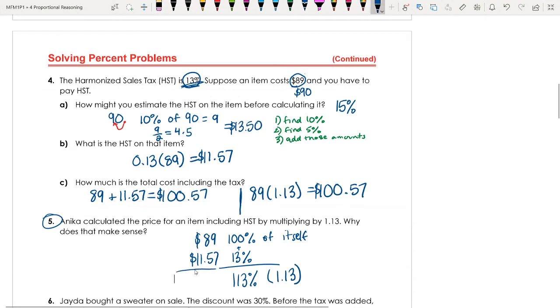Okay, so one way to think of it is 89, then this was our tax here, 11.57, which was 13%. And then this is our after-tax price, which is $100.57. And you can see these are all equal to each other. 89 was 100% of itself. $11.57 is 13% of 89. And then that means that $100.57 is 113% of the original price, which was $89. And that's why I can use 1.13 whenever I want to find the after-tax price. That is assuming the HST is 13%.